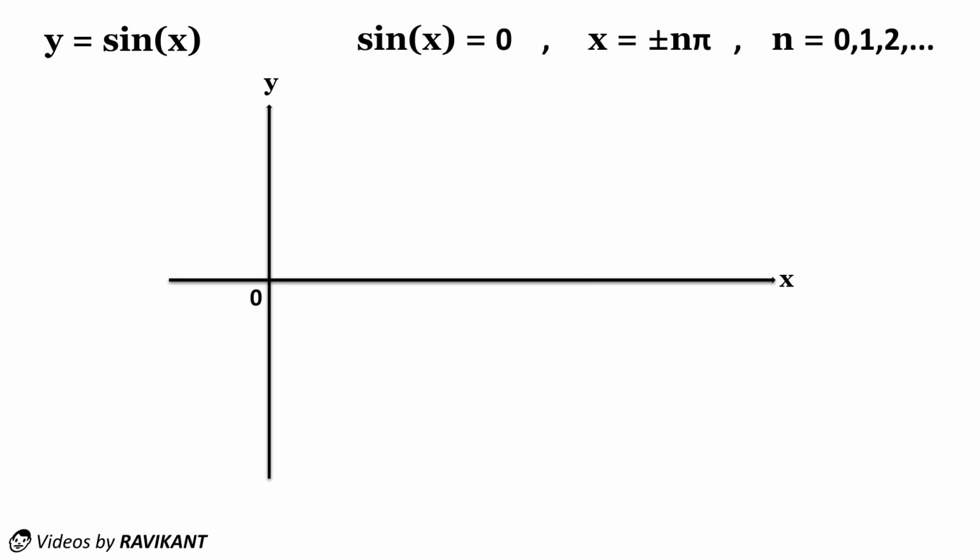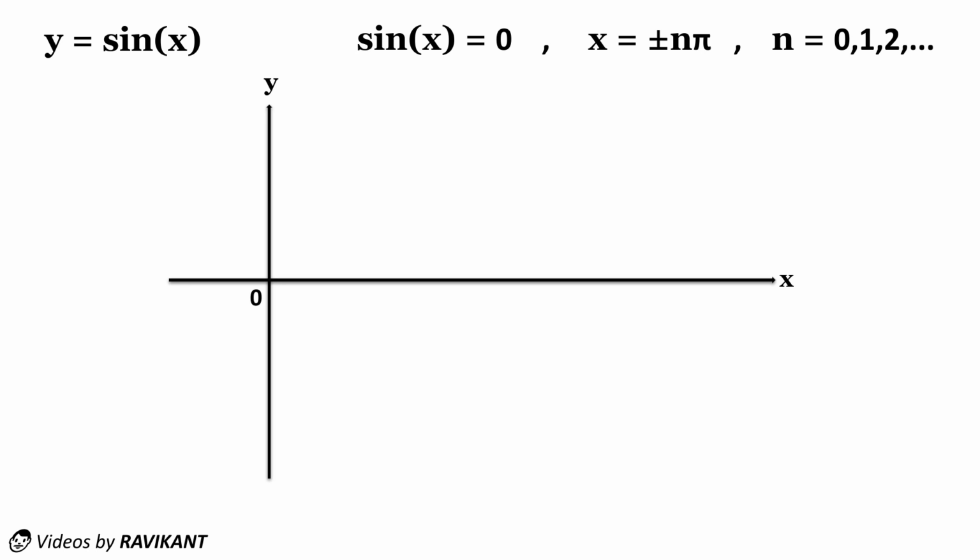If I am not wrong, sine is always 0 at every integral multiple of pi, as you can see in this equation. Here, sine is always 0 at x equals plus or minus n pi, where n equals 0, 1, 2 and so on. It means when you put in the values of n, the sine function will always give the value 0.